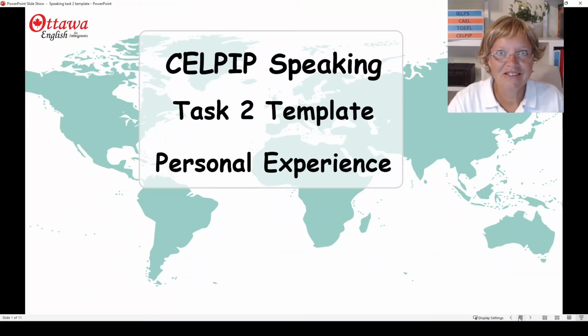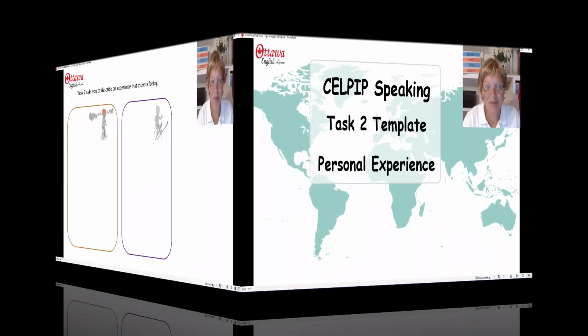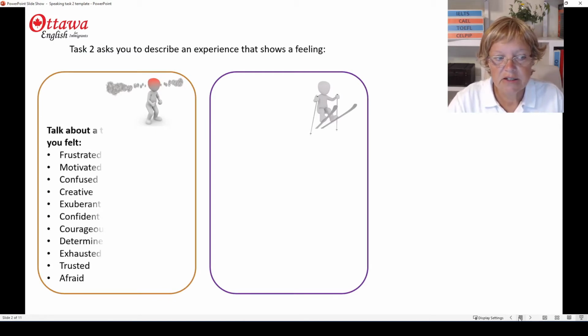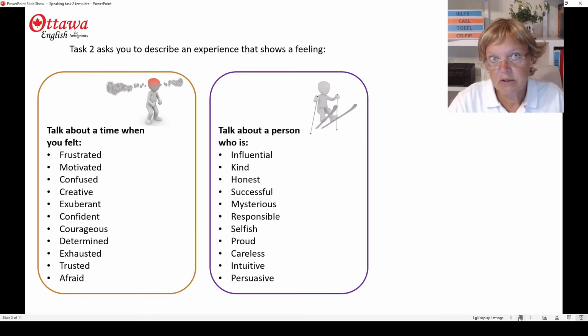I'm Angela, and today we're looking at a template for CELPIP Speaking Task 2, where you're asked to describe a personal experience. When you're asked to describe a personal experience, it usually focuses on a feeling. There are several feelings that you need to be prepared to talk about, or you need to be able to talk about another person or somebody who has these qualities.